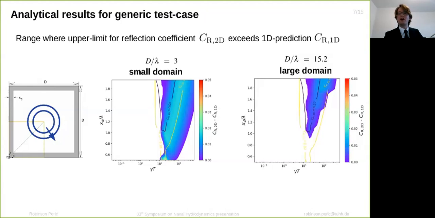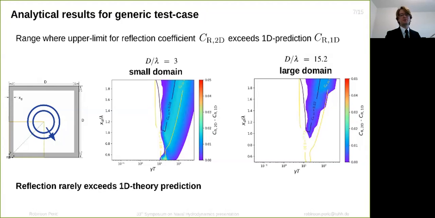For a rather large domain, we see here the results. And basically, one can already see that reflection rarely exceeds the 1D theory prediction. And at most, 3% roughly in the small domain or 1% in the large domain. So very little. But these are the values for all possible source term strengths. So even some that don't make sense because they are very ineffective.